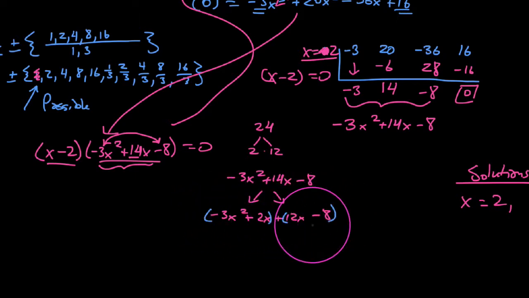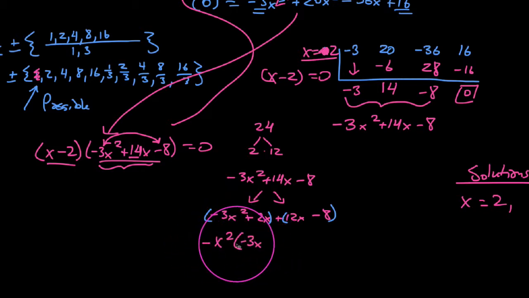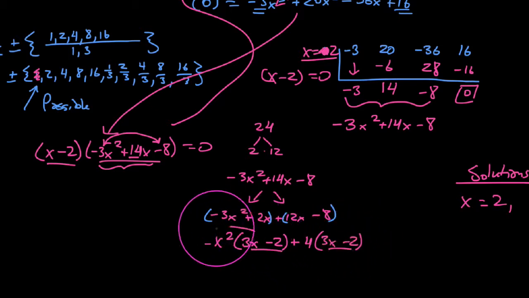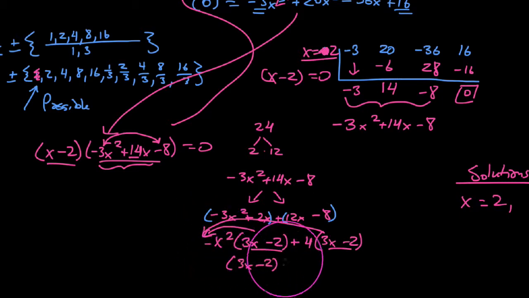So we group these terms and factor out their greatest common factors. We say negative x squared, which is different, I understand, would give us a positive 3x here minus 2. And then over here, factor out a 4, and we get a 3x minus 2 as well. So these two factors now match, and we can factor them out front. 3x minus 2 is another factor, and we get negative x squared plus 4.